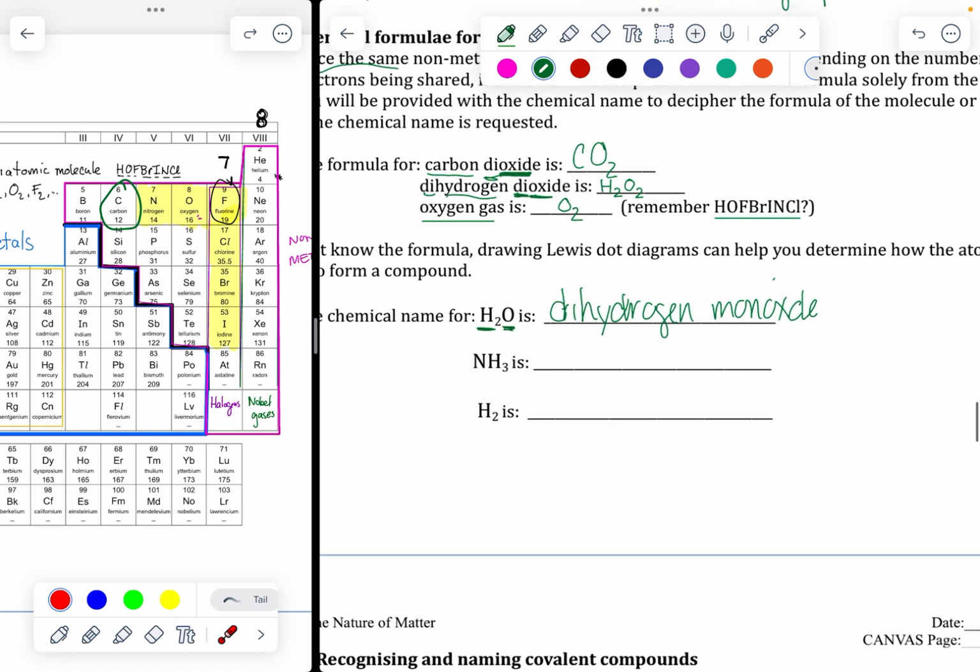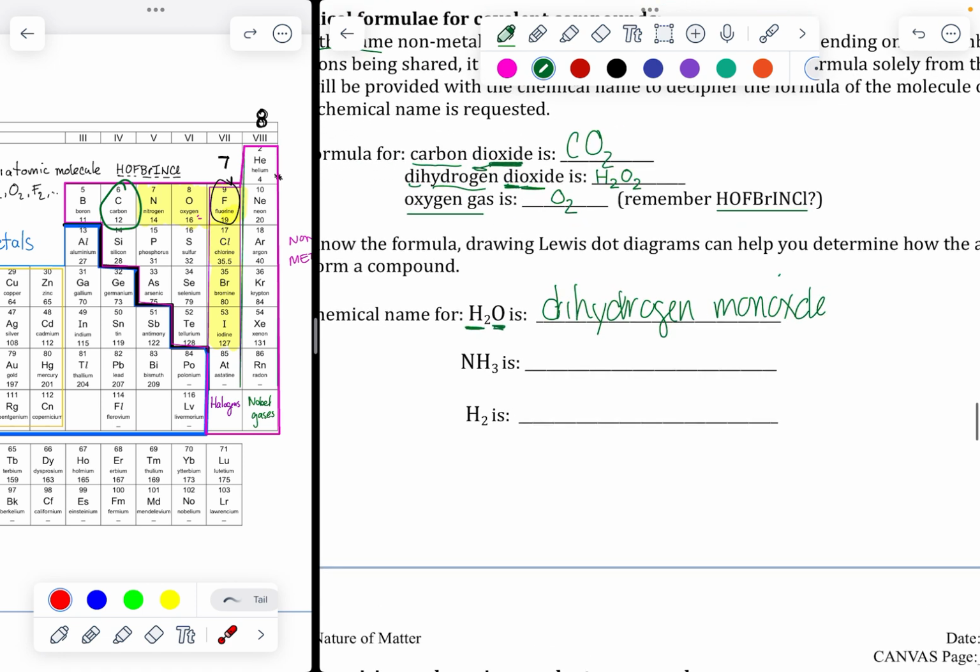The next one I have is NH3. So NH3 is nitrogen. Because there's only 1, I don't have to say mono at the start. And then I have 3 hydrogens, so it's trihydride. And then the last one is one of those diatomic molecules, one of the Hofbrinkels, so that is just hydrogen gas.